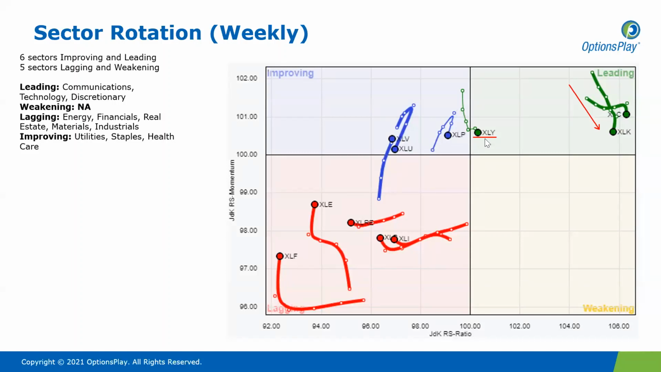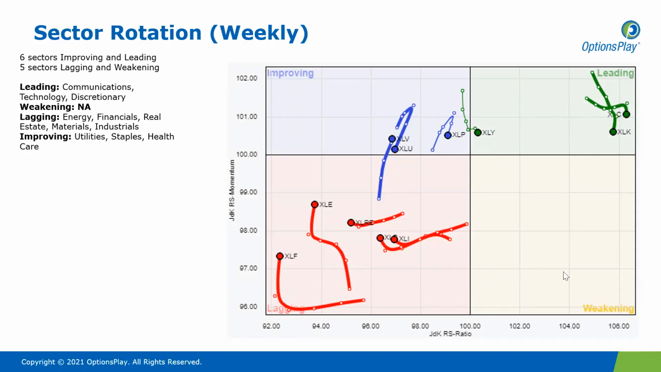And also, it's very close to the center of this chart, and normally you want to focus on the names that are further away from the center. So discretionary, yes, it's in the leading category, but I would say it's not a false signal, but it's not really in the same category as communications and technology.